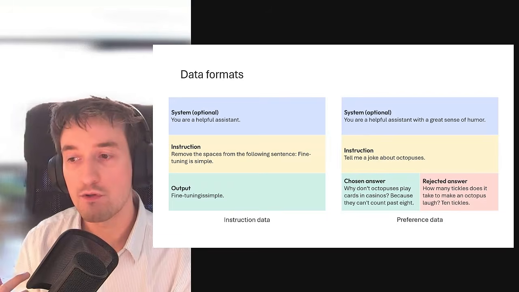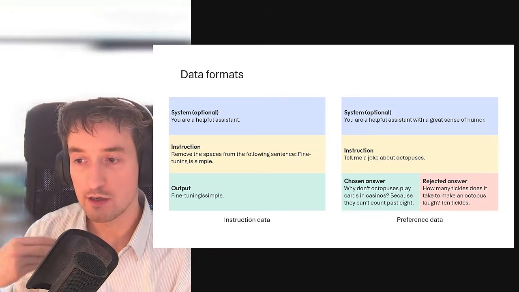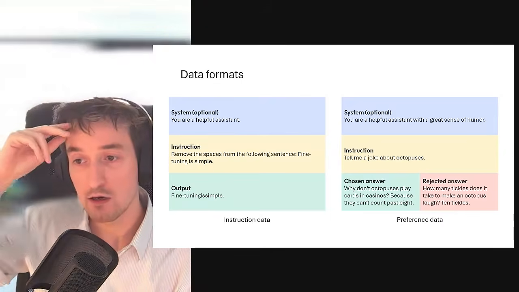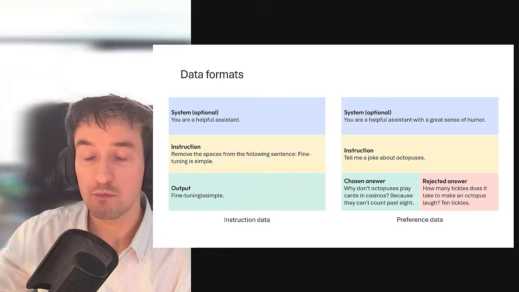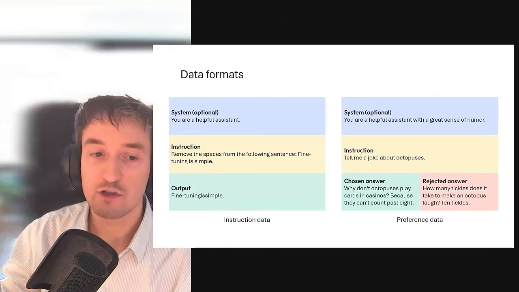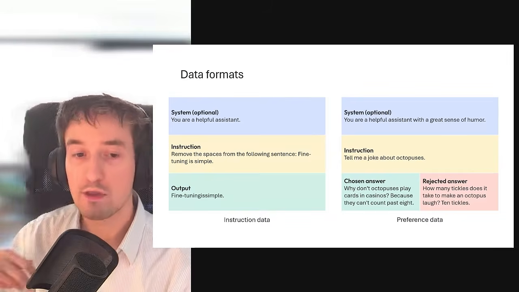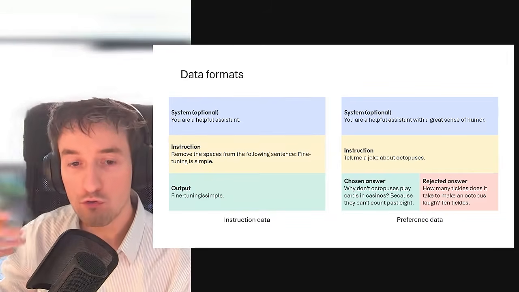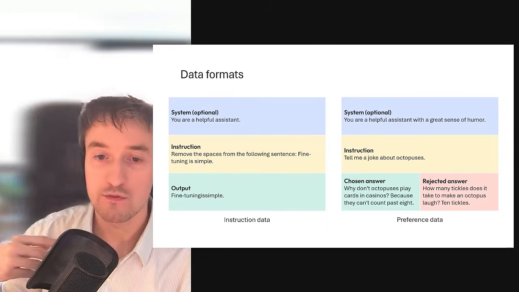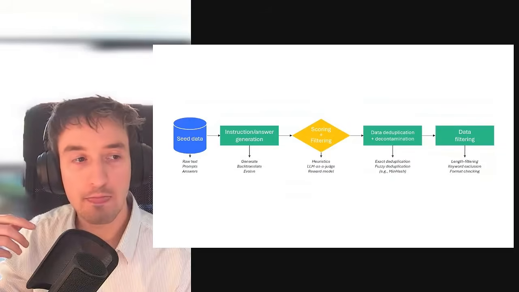So you see here with instruction data, we have only a single output. And typically, we're going to mask the rest during training and only train on the output. The preference data is a bit different because this time we have the chosen answer and the rejected answer. And the goal will be to force the model, teach it to output answers that are more like the chosen answer and less like the rejected answer.